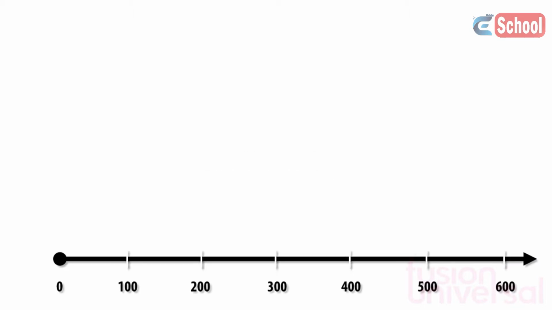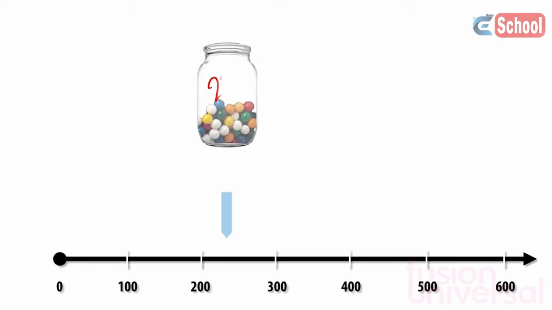We often need to approximate a number by a number that's close to it. This is called rounding. There are 235 sweets in this jar. Here it is on the number line.